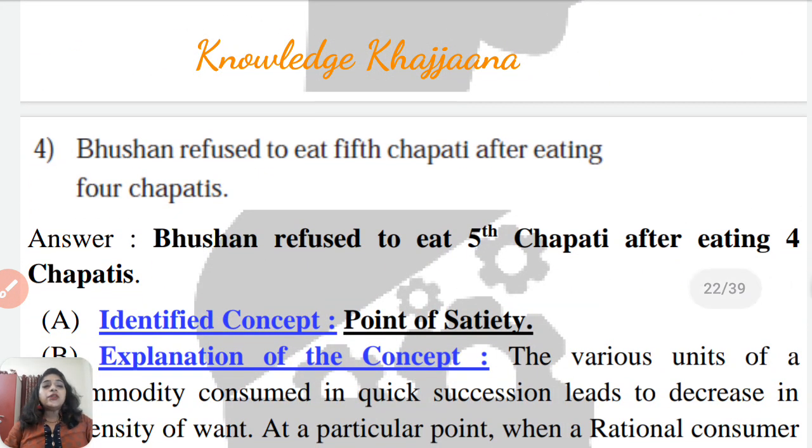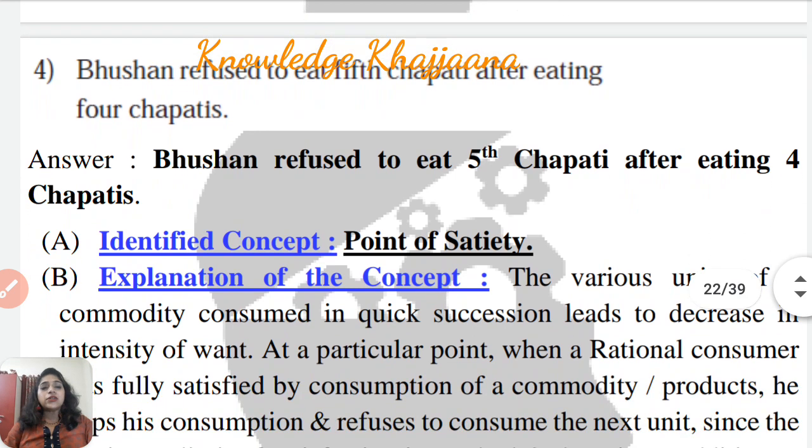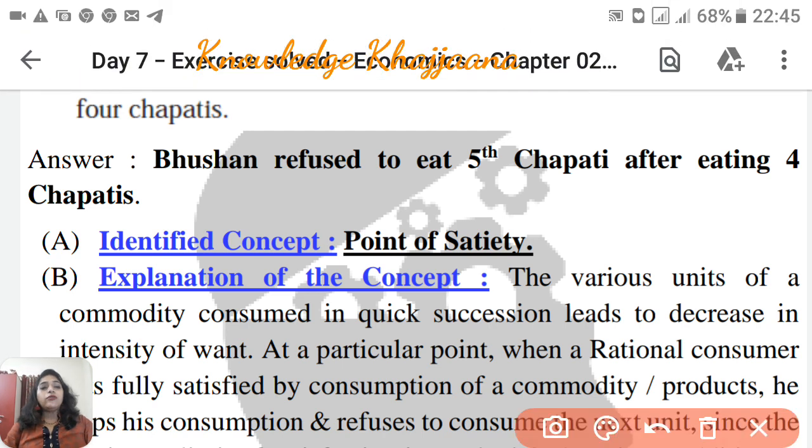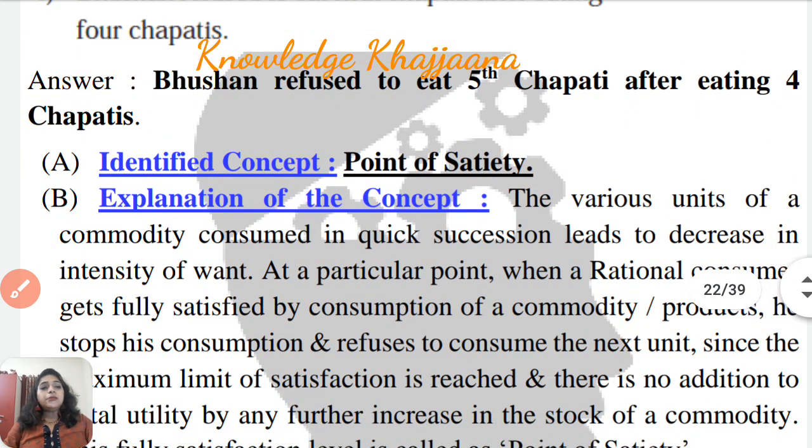Next, Bhushan refused to eat 5th chapati after eating 4 chapatis. Now what does this mean? Bhushan ate 4 chapatis. Bhushan refused to eat the 5th chapati after eating 4 chapatis. Means Bhushan got satisfaction after eating the 4 chapatis. So he refused to eat the 5th chapati. So he got satisfaction. Then which concept is hidden in it? It is point of satiety. Point of satiety means point of satisfaction.